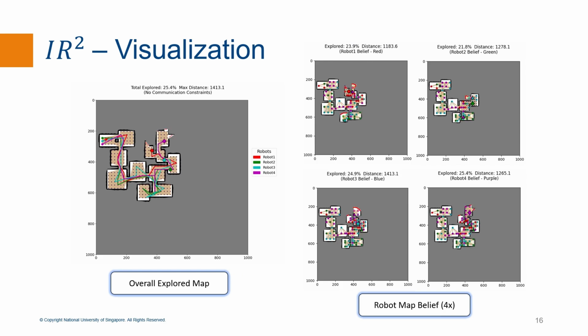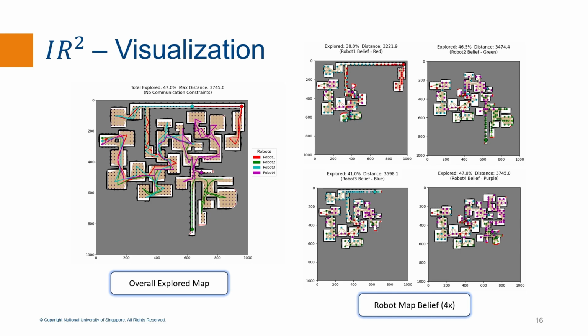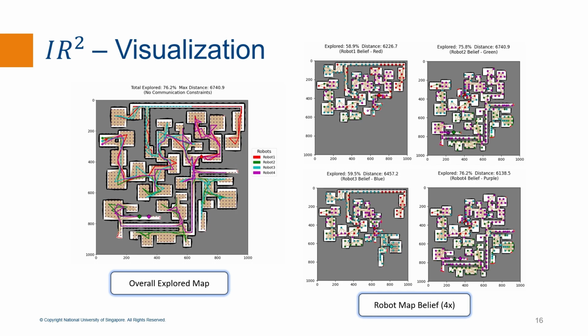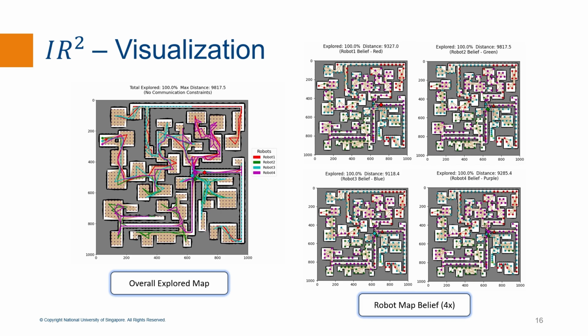Here's a simple visualization of our trained policy with recurrent connectivity strategies in a complex map environment. On the right, you can see the robots' own map belief, and on the left, you can see the combined overview of the exploration status that is not present to the robots during inference.